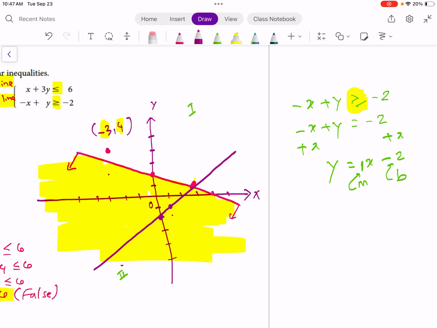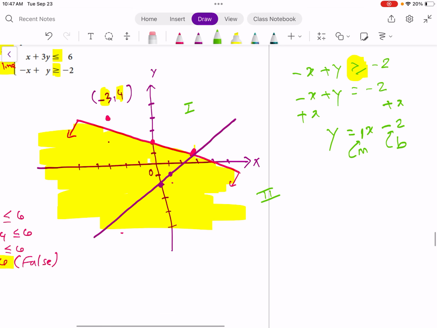Now this line also divides our coordinate system into two regions. So we have region 1, region 2. Now which one is the solution? Is the point above the line a solution or below the line? For that we need a testing point. So what point do you want to pick? Pick one point, but make sure not to pick one on the line. You can pick any point below the line or above the line.